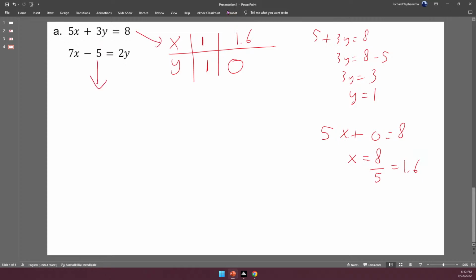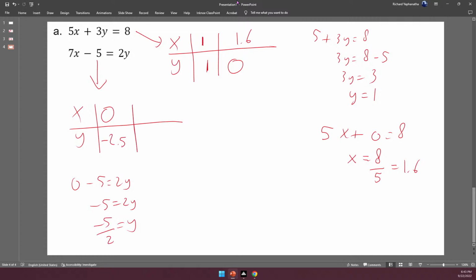Second equation, also doing the same. For example, I will have x and y. Again, it is any short number. But if the number is too hard, skip it and use another one. For example, I want x to be 0. If x is 0, 0 minus 5 equals 2y. That's why we will have minus 5 divided by 2. It will be minus 2.5.